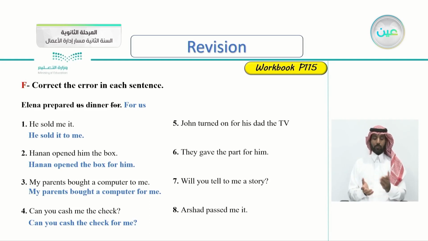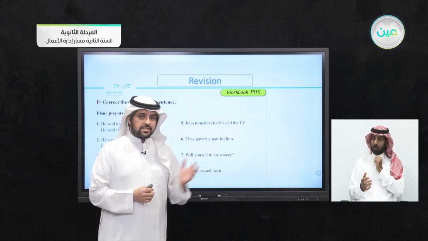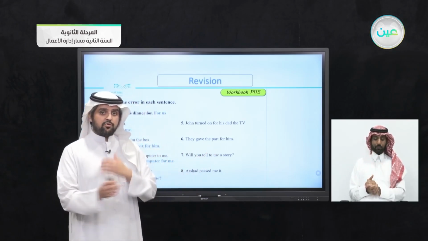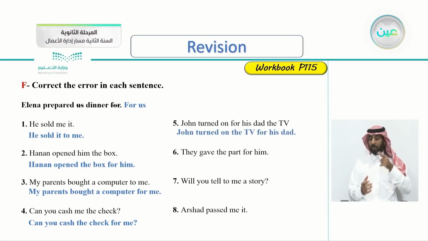Number five, John turned on for his dad the TV. So this is an obviously wrong sentence. How do we make it right? John turned on the TV for his dad. John turned on the TV, the direct object here, for his dad, the indirect object.